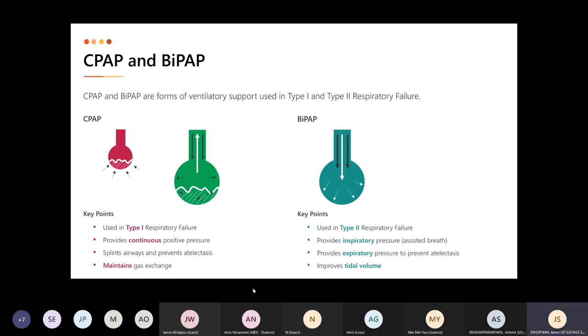So in BiPAP, when you breathe in, we push air in and we open up that alveolus, and that helps increase your tidal volume. And then when you breathe out, that alveolus is going to want to collapse, so we push air in and we keep the alveolus open. So hopefully that's the difference between them, and that's why we use them in different use cases. BiPAP increases your tidal volume, and that is key to making sure that you expel as much carbon dioxide as possible.